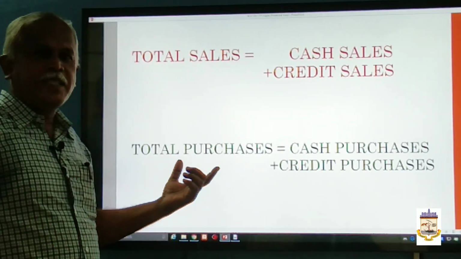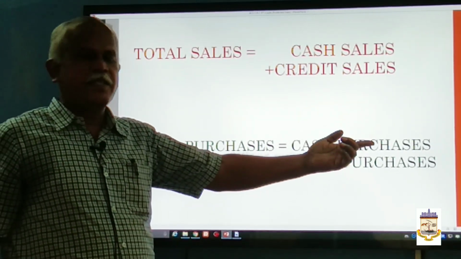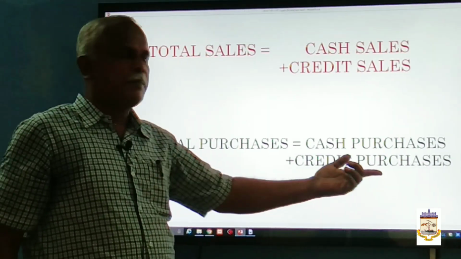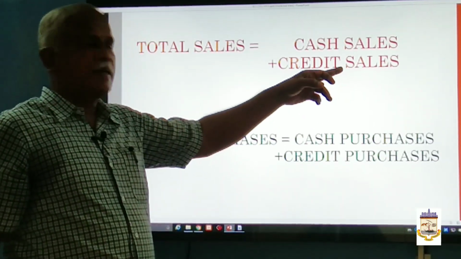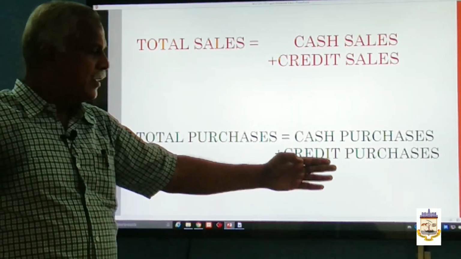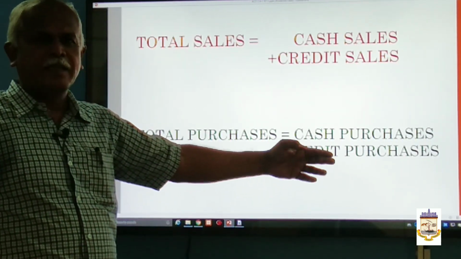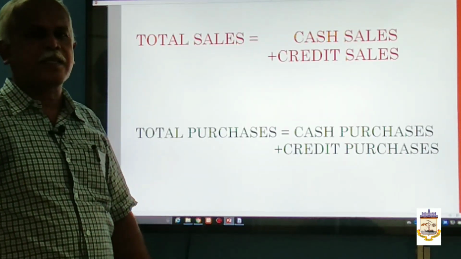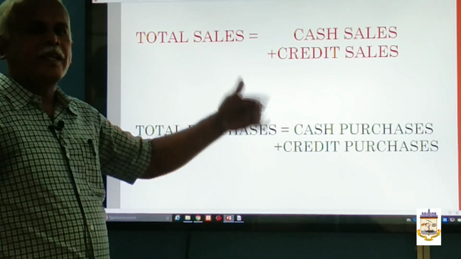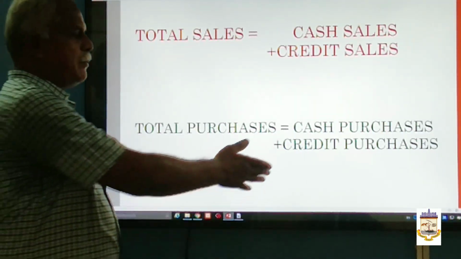Likewise, total purchases equal cash purchases plus credit purchases. This credit sales comes from the total debtors account. This credit purchases comes from the total creditors account. Understood? Now let us see how a final account is prepared.